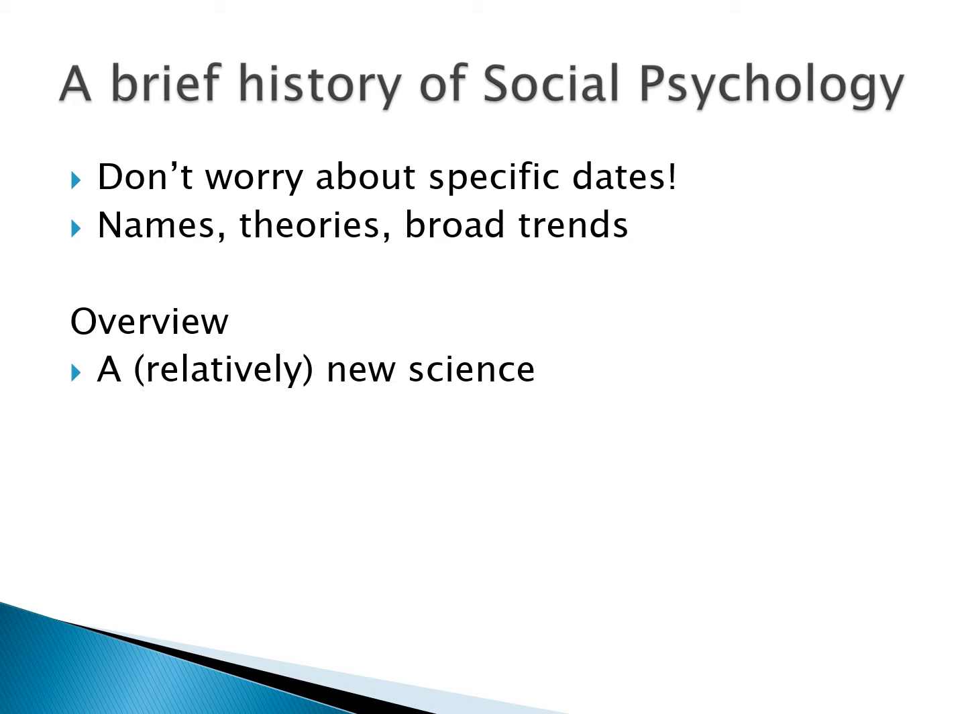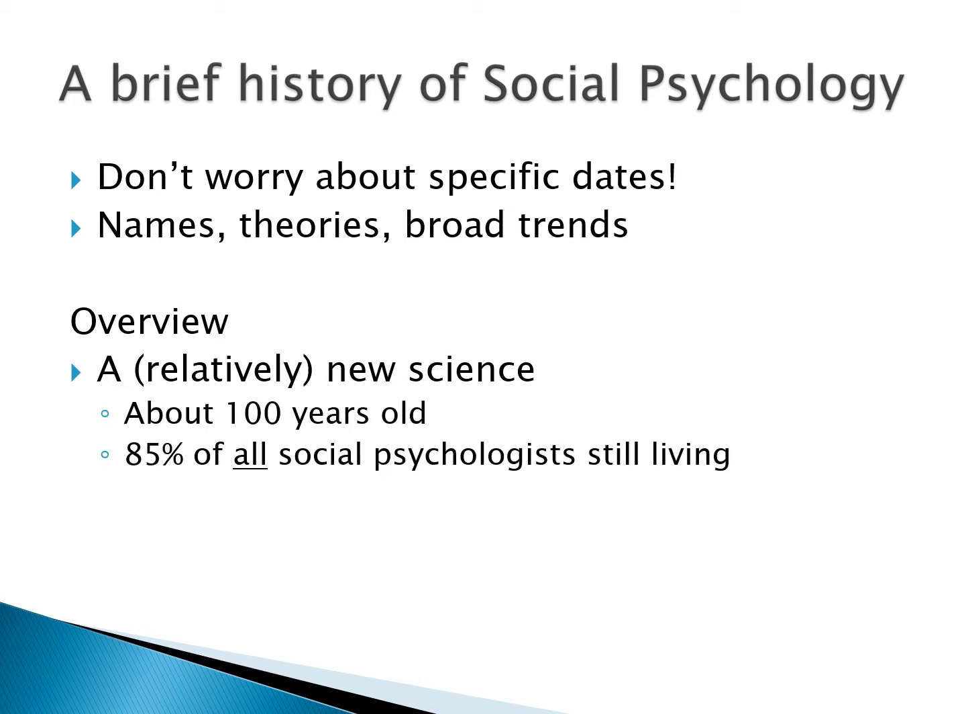So social psychology can be thought of as a relatively new science and a relatively new discipline within the field of psychology. We're about 100 years old, and about 85% of all social psychologists are still living. That number might be a little bit lower these days, but once again, it's a fairly new field. It is still possible to go to social psychology conferences and share an elevator with one of the people who wrote a really impactful paper that was very important. I've done that before.